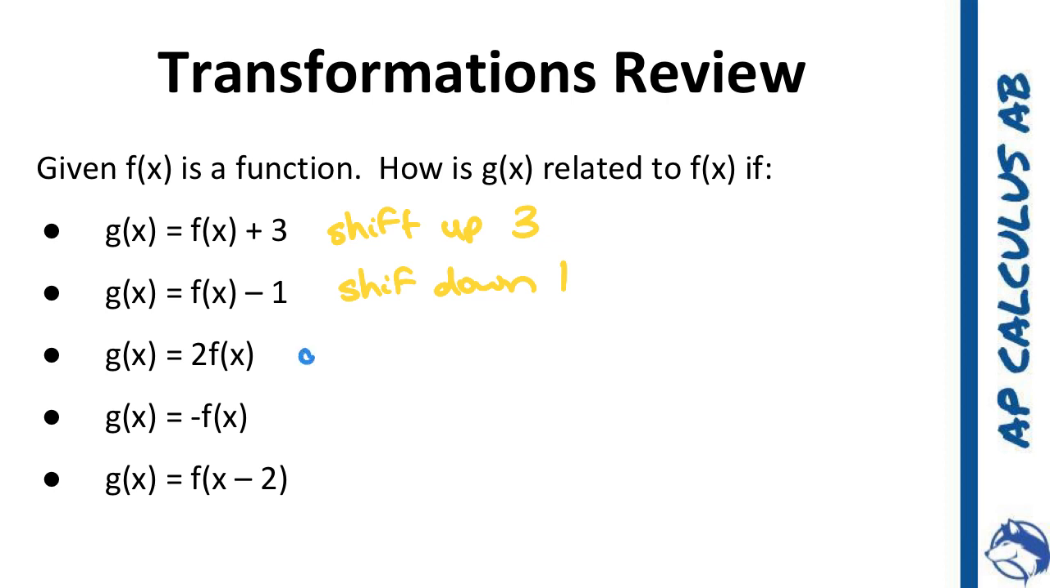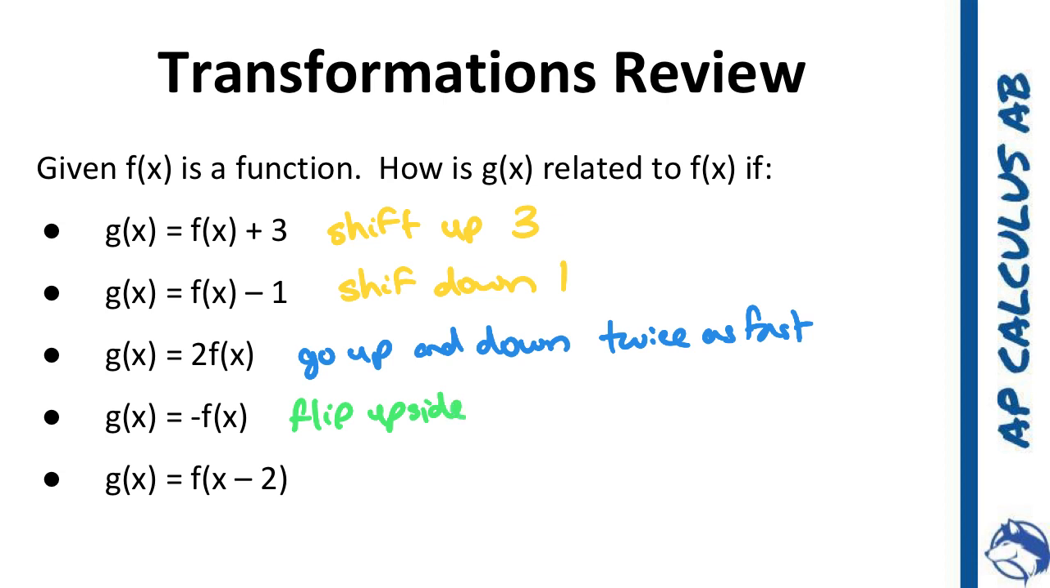It's going to make it go up and down twice as fast for 2 of f of x. And then g of x is negative f of x. It's going to make it flip upside down.